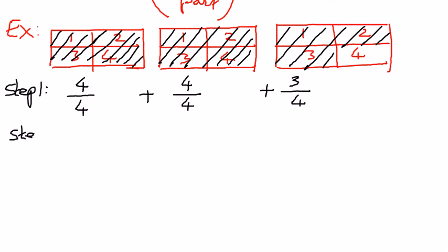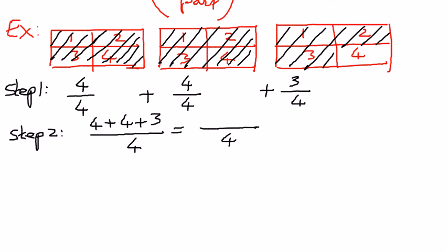Now, we're going to put them together. Between these 3 fractions, the common denominator is 4. Once we have a common denominator, we can add the numerator parts. The numerator for the first fraction is 4. The numerator for the second fraction is 4. The numerator for the third fraction is 3. Therefore, we write the common denominator once and we add the numerator parts. 4 plus 4 is 8. 8 plus 3 is 11. 11 over 4 is an improper fraction.